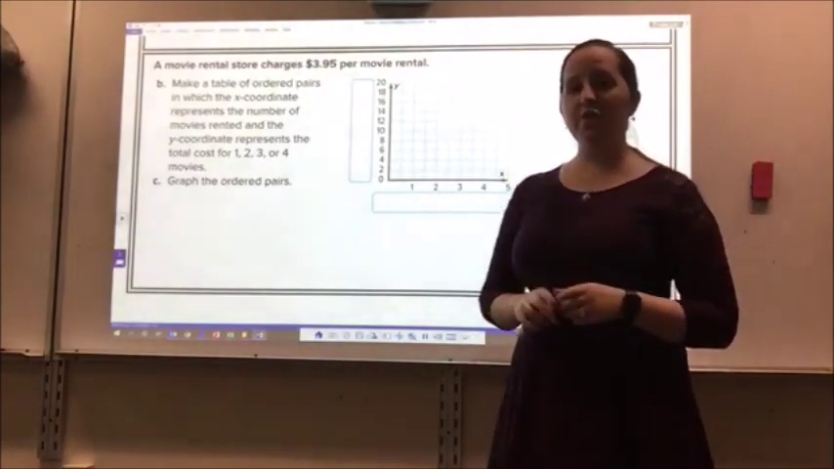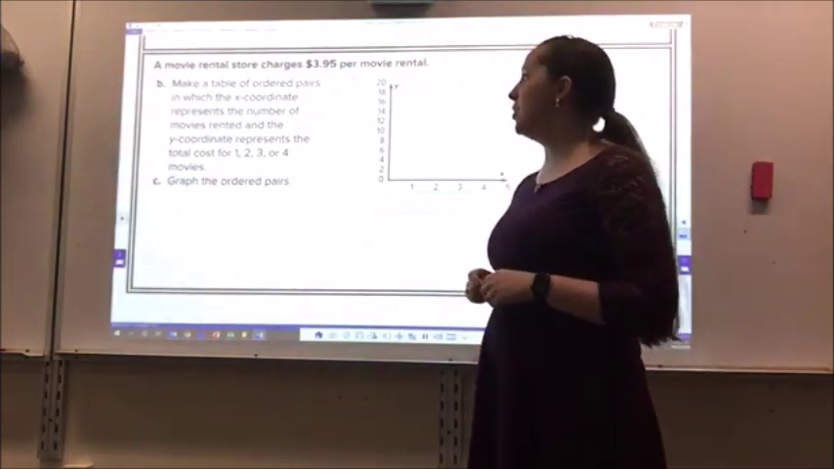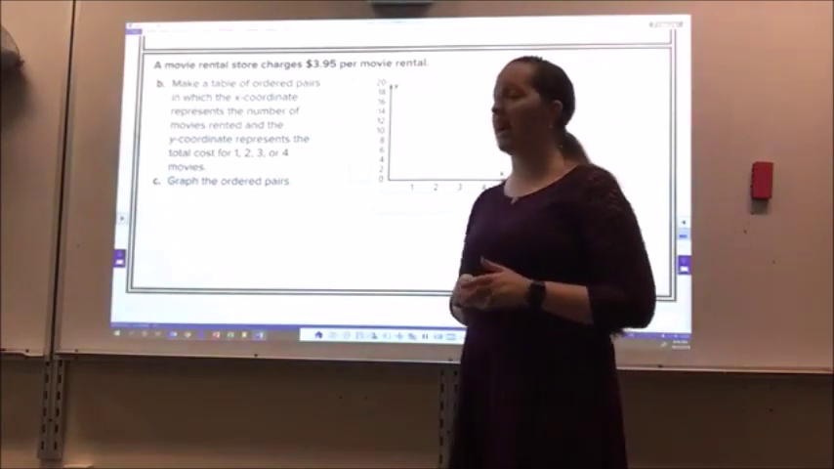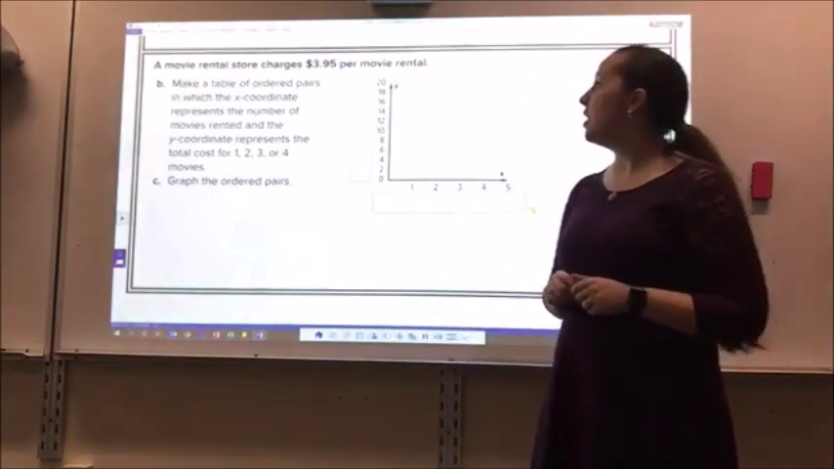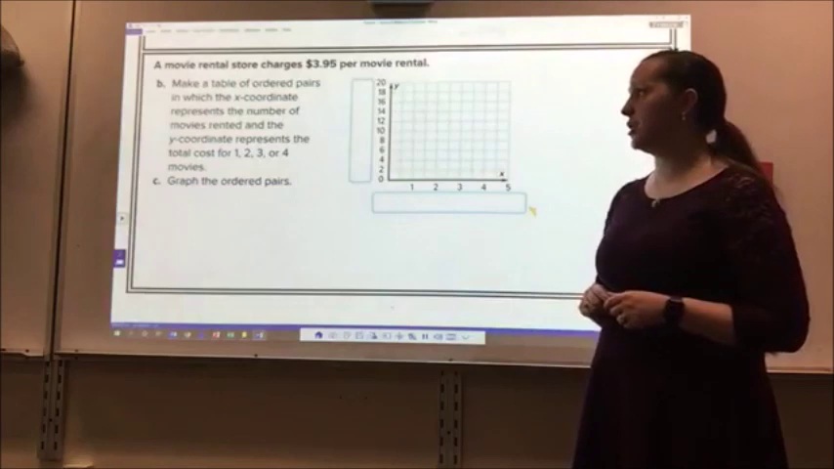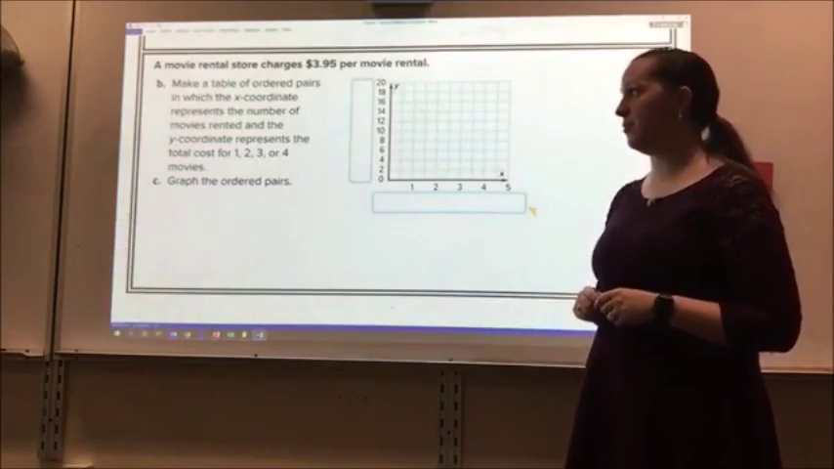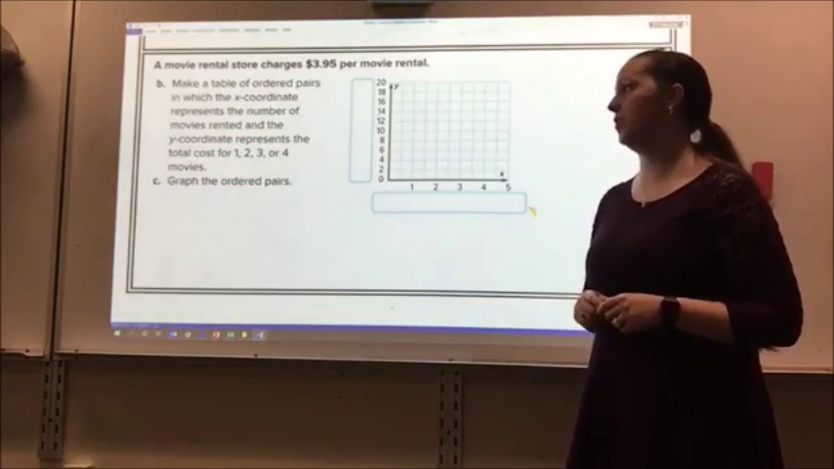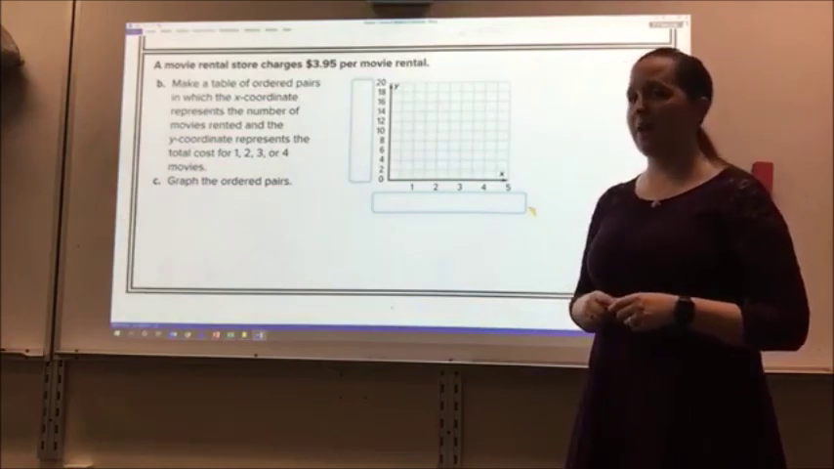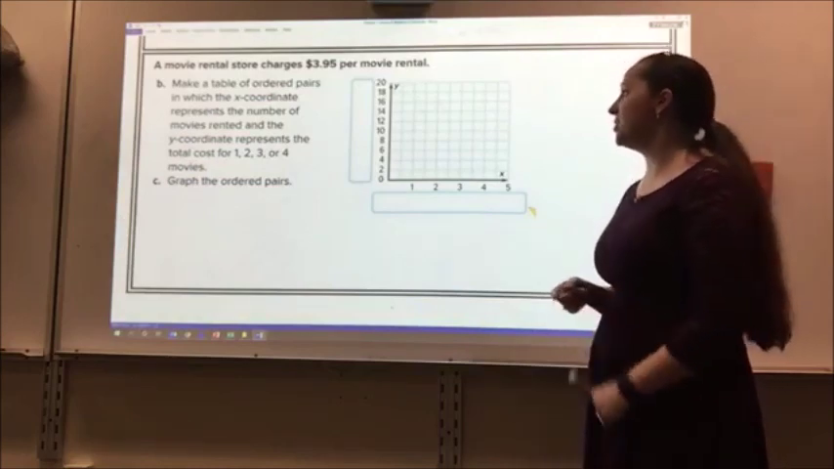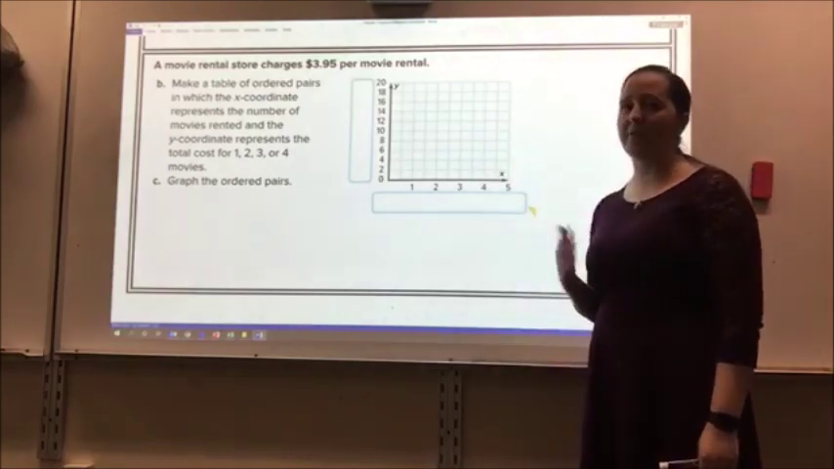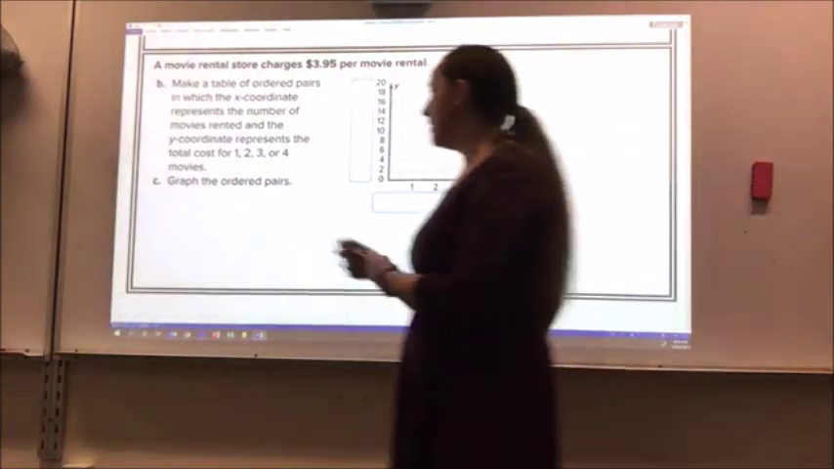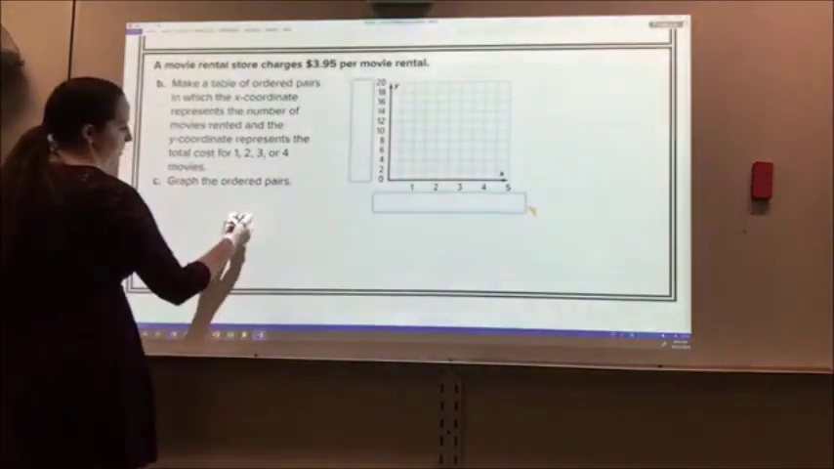All right, the second try-it problem I have says a movie rental store charges $3.95 per movie. Make a table of ordered pairs in which the x coordinate represents the number of movies rented and the y coordinate represents the total cost for 1, 2, 3, or 4 movies. Then graph the ordered pairs. So the first thing I want to look at is they gave me my graph, but they haven't given me my table. So I'm going to go ahead and make my table.